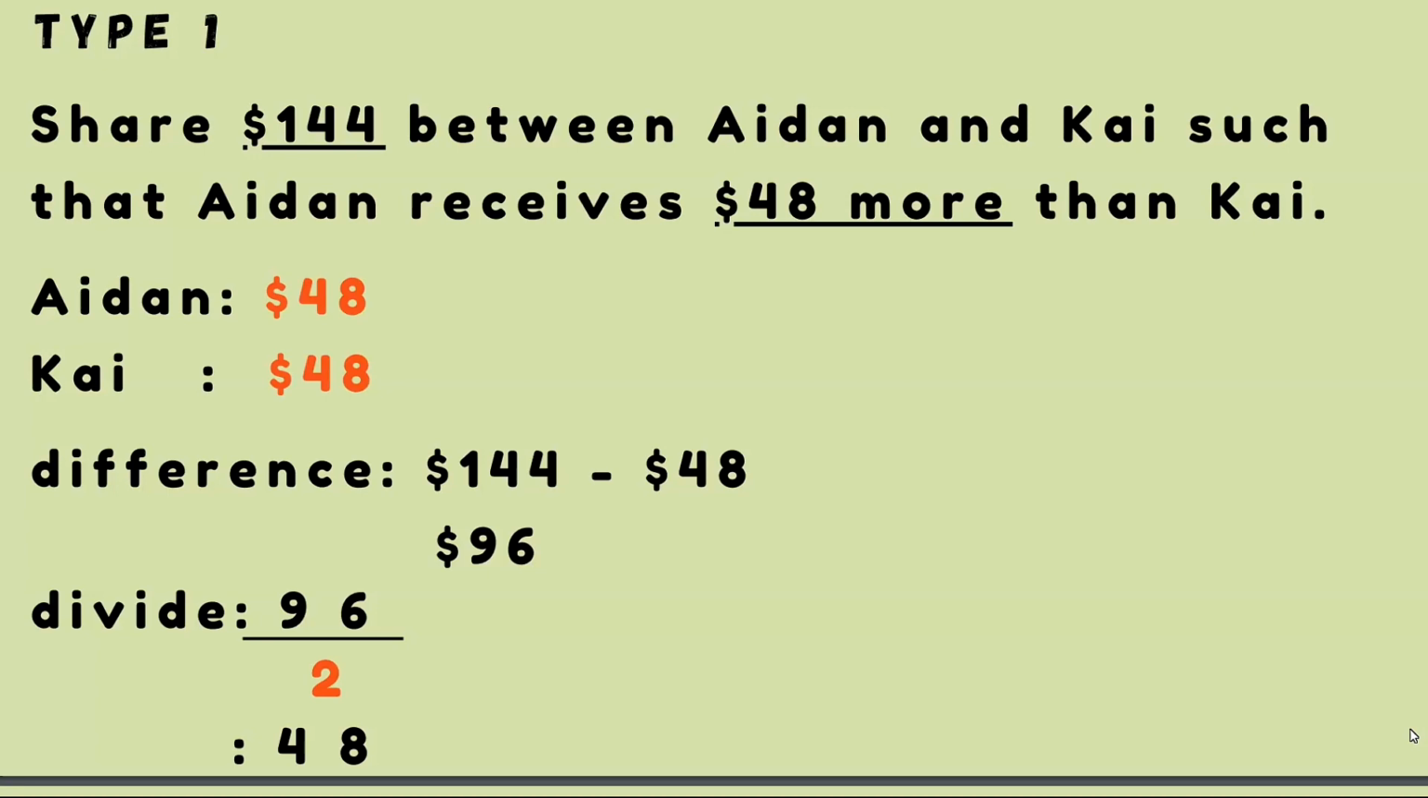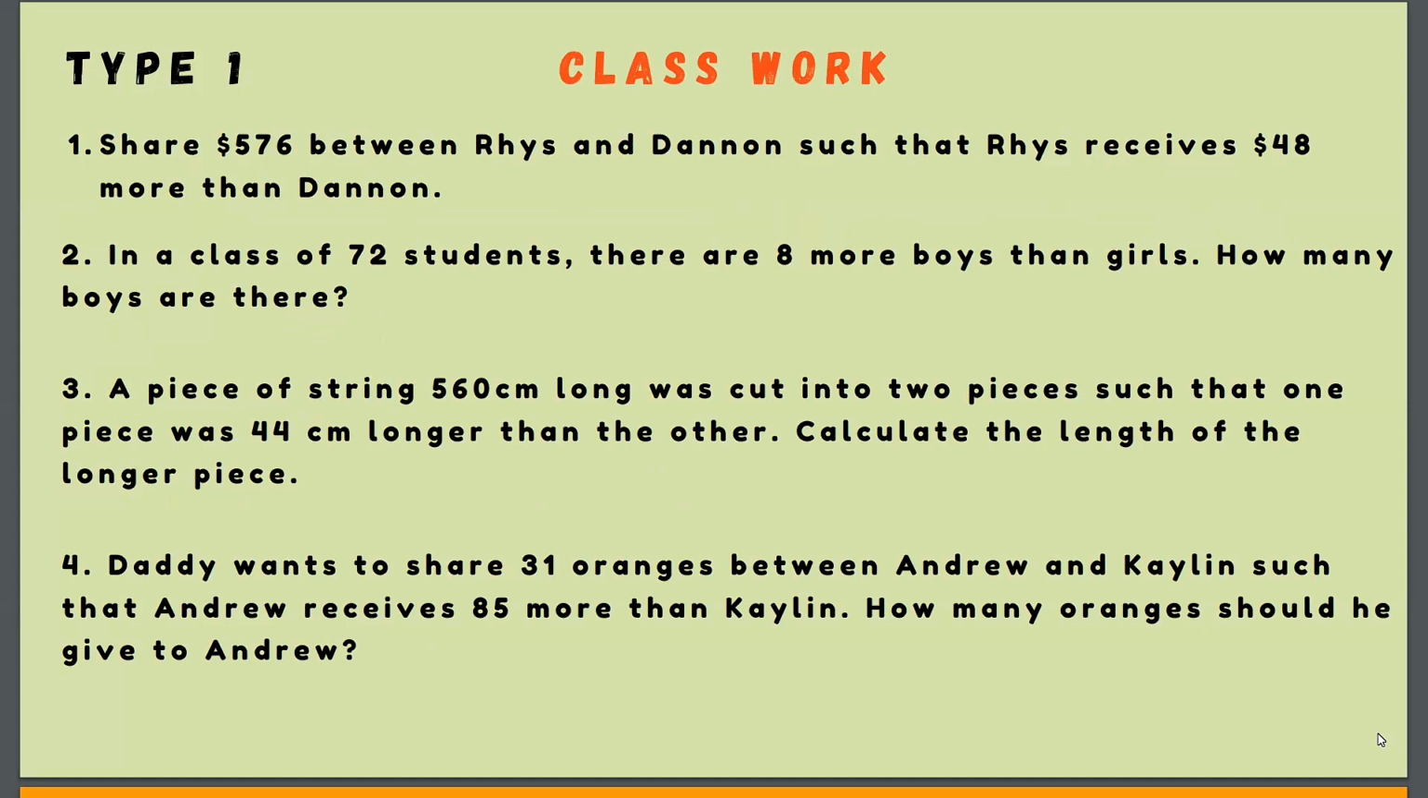Now, we are giving Aidan $48 more than Kai. So Aidan has $48 plus another $48. So here I have some classwork for you all. You're expected to copy down the word problem. Yes, you must write them down for revision purposes. So work through these. If you have any issues, feel free to comment down below.